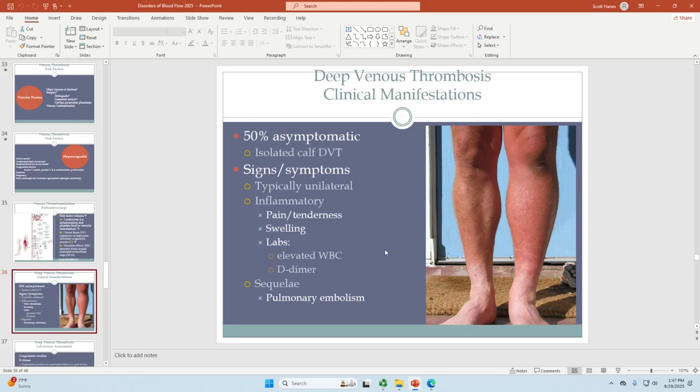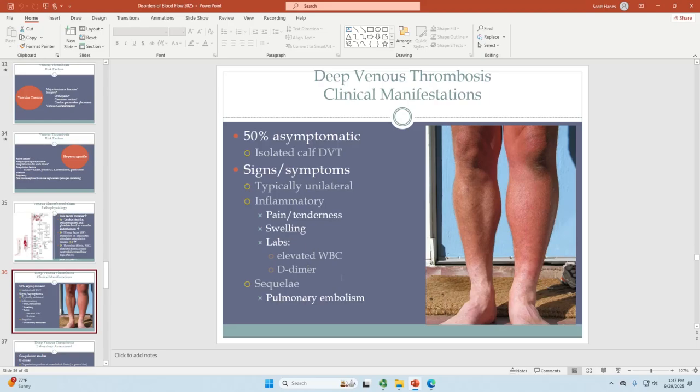So a lot of swelling. Some very non-specific stuff. You might see an elevated white blood cell count. Hard to diagnose it just based on that, but you might see an elevated white blood cell count. You might see an elevated D-dimer. I'll talk to you on the next slide of what that means as a reminder from our coagulation.